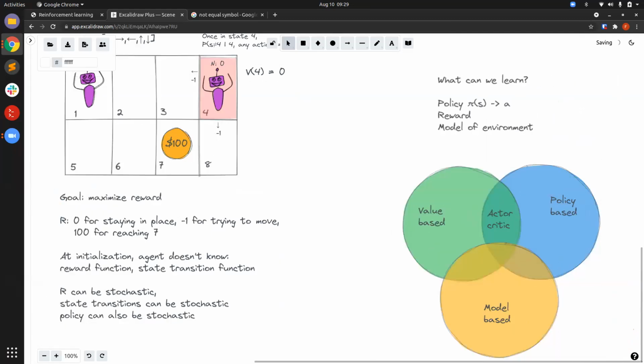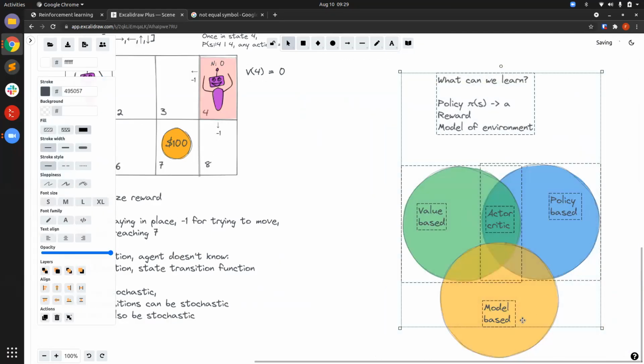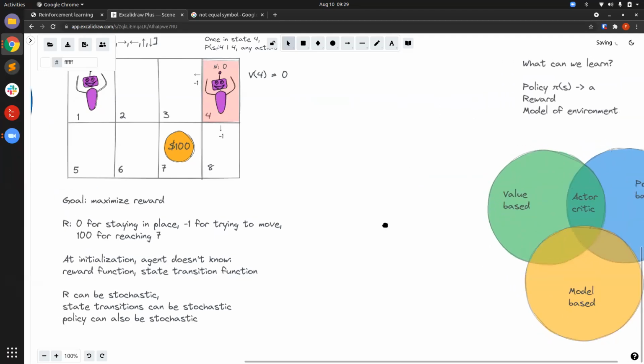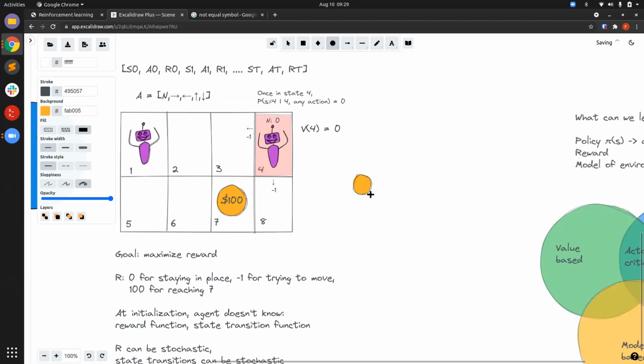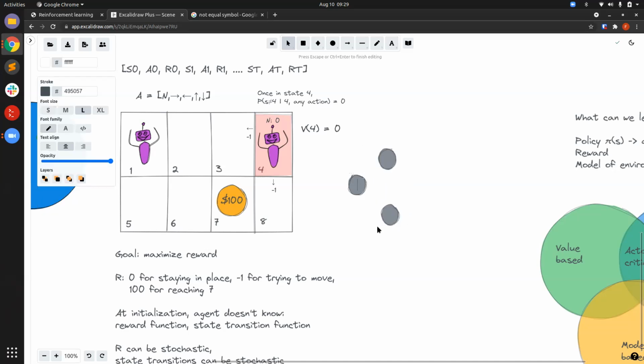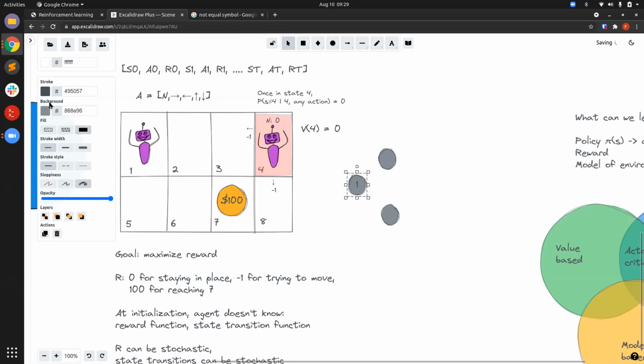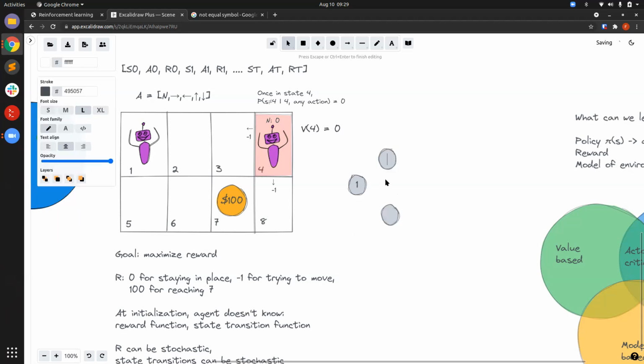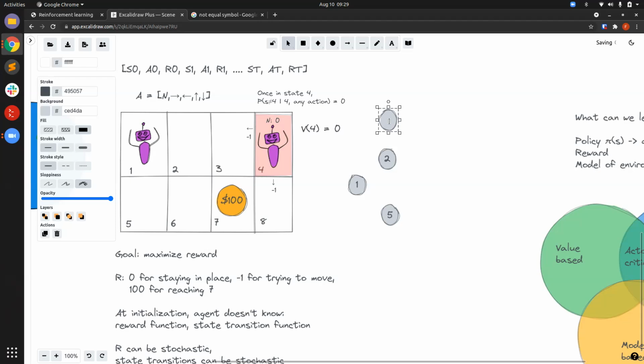I'm just going to move this over. Suppose I had a model of this environment. What might I do? Well, I might do a little search. Depending on the state space, I could potentially do a complete search of the environment. So I might say, given that I'm in state 1, I can perform computations on my modeled environment and find out that I can next move to state 2 or 5 or stay in state 1.